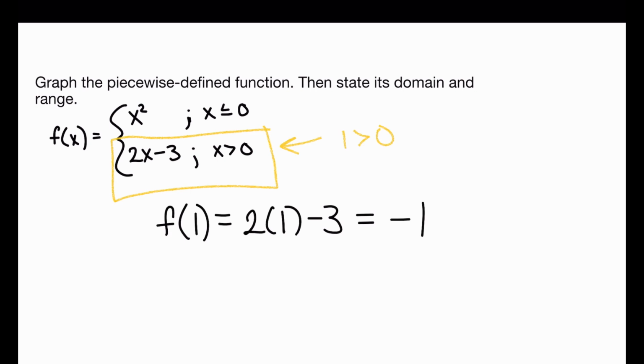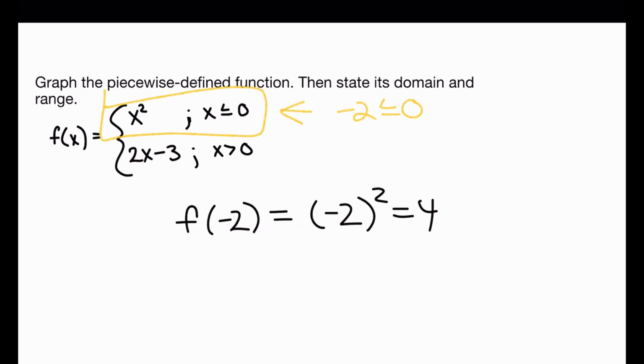Before we graph it, let me just do an example of evaluating a piecewise defined function just to illustrate how this function works. So if I wanted to find f of 1, what is the function value when x is 1? Because 1 is bigger than 0, I would use this bottom definition here. I would take the 1 and plug it into 2x minus 3. So 2 times 1 minus 3 is negative 1. So when x is 1, the y value is negative 1. We use the bottom definition because 1 is bigger than 0.